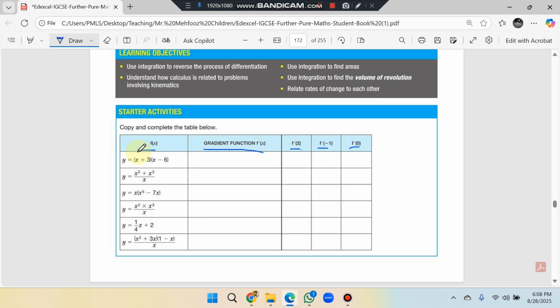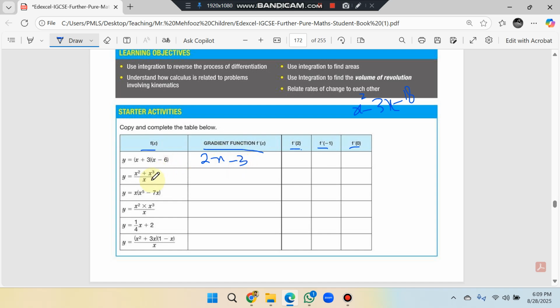First of all, how can we find the gradient function? Here we have two methods. The first method is to multiply the terms and then find the gradient function. Multiplying the two factors gives x square minus 3x minus 18, right? When we take the derivative, it becomes 2x minus 3.